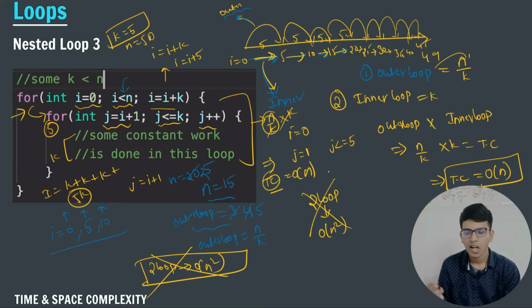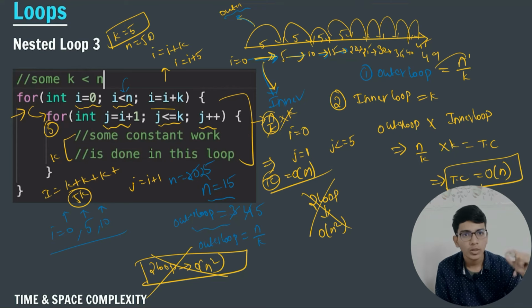So if a user has given you 2 loops, it doesn't mean that the time complexity of that particular code is big O of n square, right? First of all, you need to understand how many operations are taking place in our code, or how many times our outer loop is running and how many times our inner loop is running. By understanding how many iterations take place in the given code, we can calculate our time complexity.